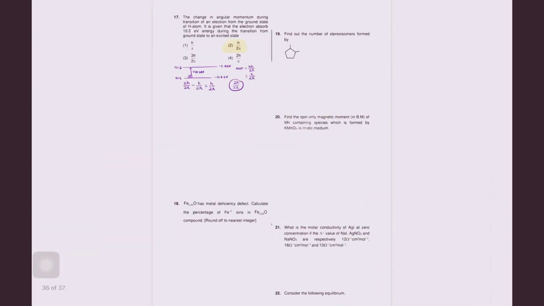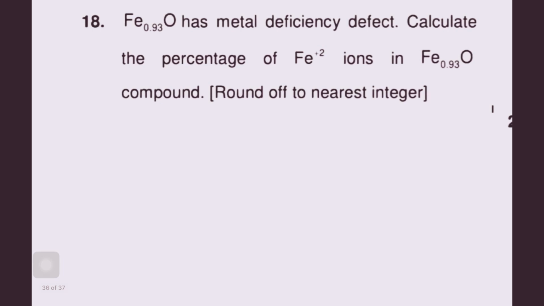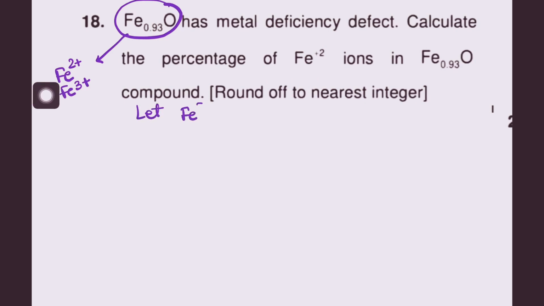That is question number 18. Now, Fe0.93O has a metal deficiency defect. Calculate the percentage of iron 2 plus in this. So in this case, we have iron as iron 2 plus as well as iron 3 plus. They are asking you the percentage of iron 2 plus. So let the iron 2 plus amount be x. So iron 3 plus will be how much? Total is 0.93, so it will be 0.93 minus x.